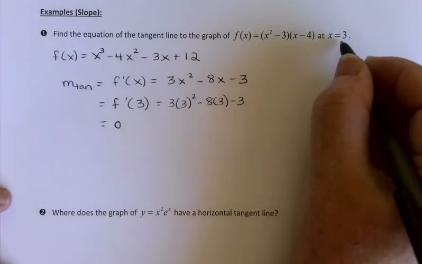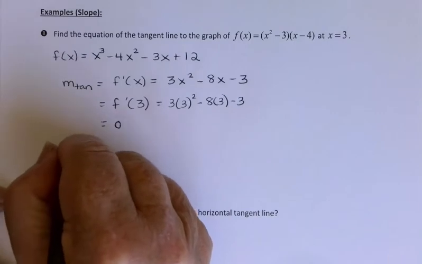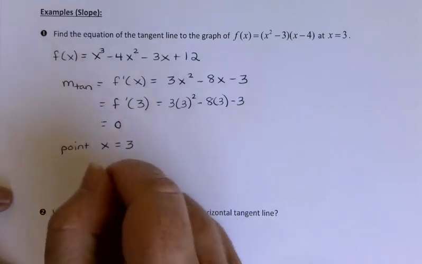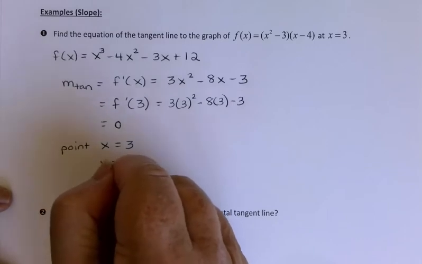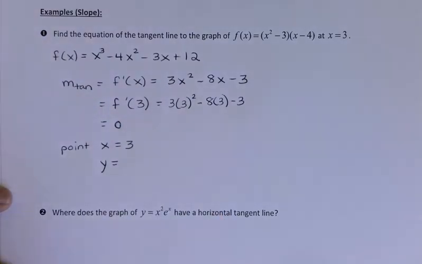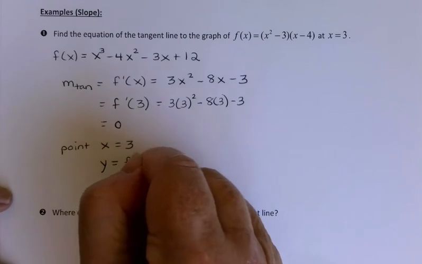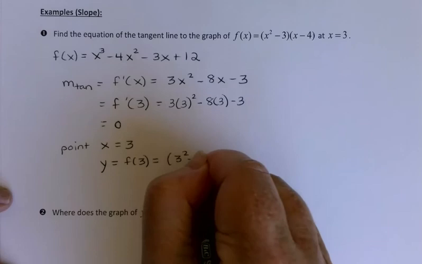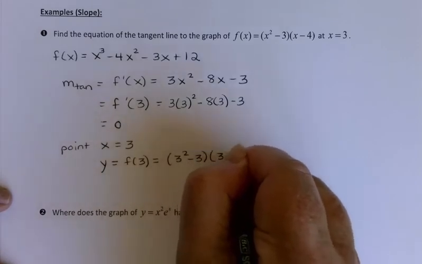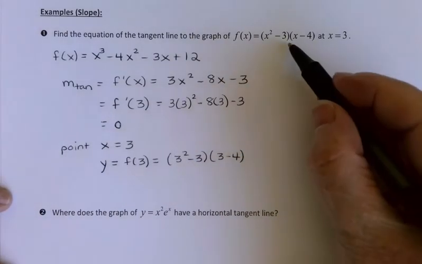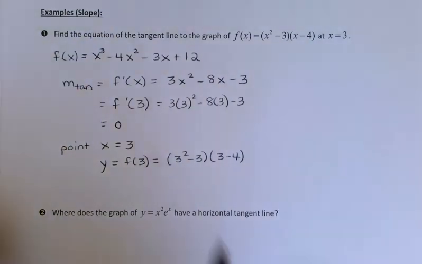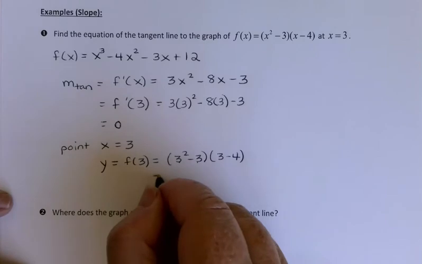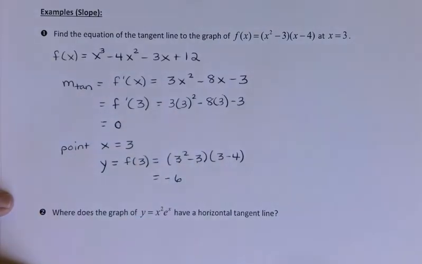All right. We also need a point. And of course, we were given x equals 3. So the y value would be f of 3. 3 squared minus 3 times 3 minus 4. I actually went all the way back to the original here. I could have plugged it in there as well, but 9 minus 3 would be 6 times negative 1 is negative 6.